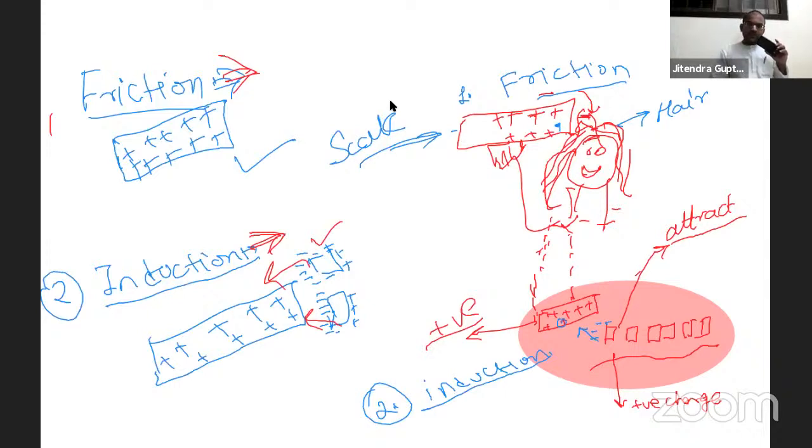Sir, when we rub the scale on our hair, the scale loses electrons and the scale becomes positive. And the paper is neutral. When we bring the scale near the pieces of paper, the negative charge comes near that side, and they attract, negative and positive charges. Very good. Very nice.